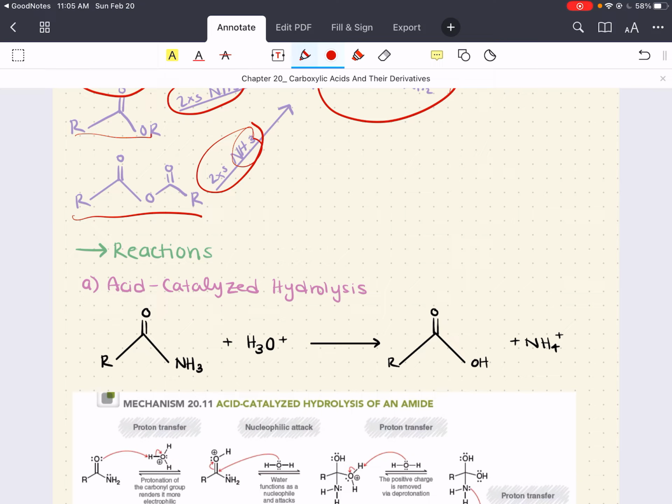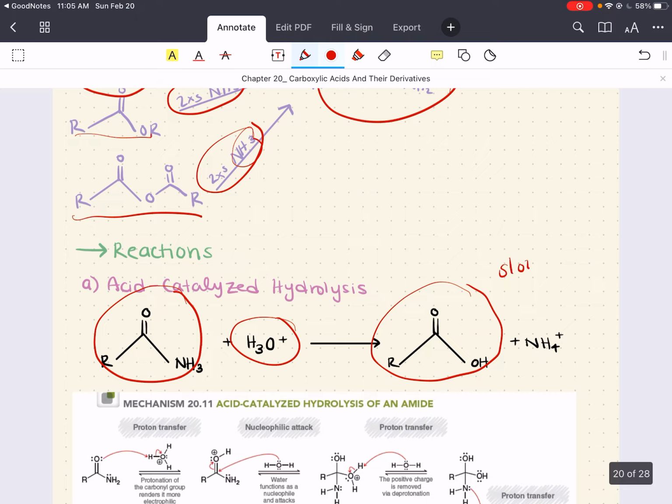Reactions of amides consist of a few things. Amides can be hydrolyzed to give carboxylic acids in the presence of aqueous acid. So we take our amide, introduce aqueous acid, and we can convert it into a carboxylic acid. The thing that you need to know about this is that it's a slow process, and the way that you can crank it up is with a little bit of heat. But be careful with your heat.